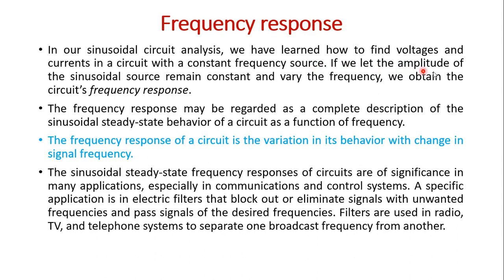Now if we let the amplitude of the sinusoidal source remain constant and vary the frequency, we obtain the circuit's frequency response. So how will we obtain frequency responses? We are going to fix the amplitude of the source and vary the frequency of the source. Let's say we have a sinusoidal voltage of 5 volt. We are going to fix that maximum amplitude as 5 volt, and vary only the frequency, that is the omega parameter.